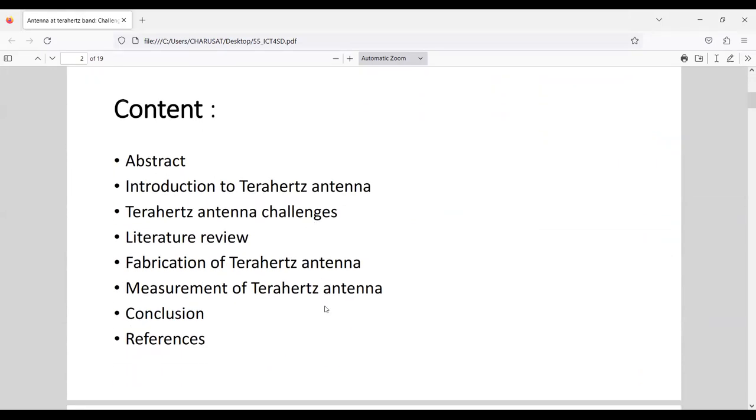So this is the agenda of today's presentation. I'll take you through the abstract, the introduction, terahertz antenna challenges, fabrication, measurement techniques, conclusion, and then we'll jump on to the references.